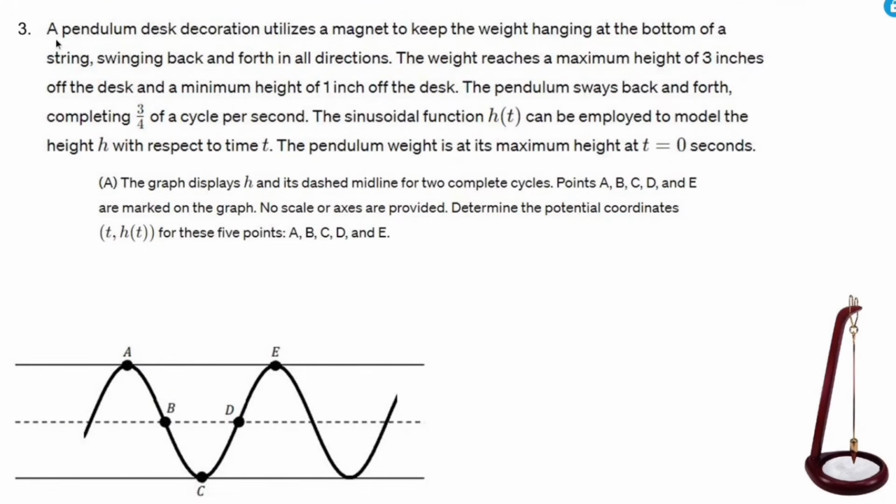All right, free response question number 3, the traditional trig looking problem. I've seen a bunch of practice problems that have this picture and involve some type of oscillating figure, like whether it's a Ferris wheel spinning around or a bike pedal spinning around or a metronome going back and forth. In this case, we have a pendulum desk decoration that uses a magnet to keep the weight hanging at the bottom of a string swinging back and forth in all directions. So this was pretty popular when I was a kid way back when.